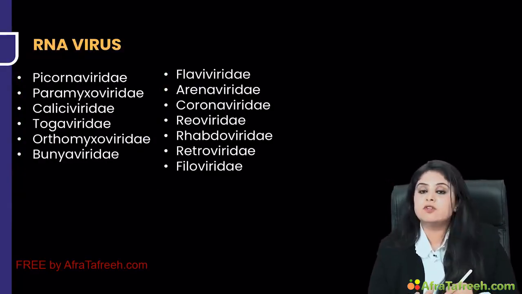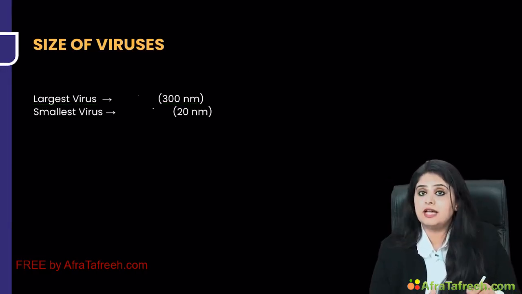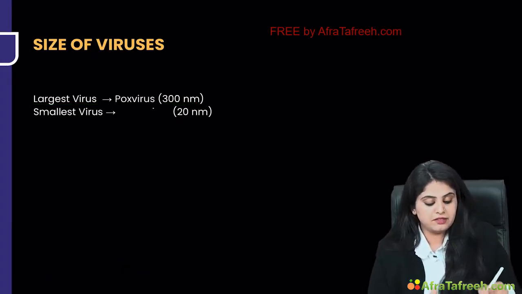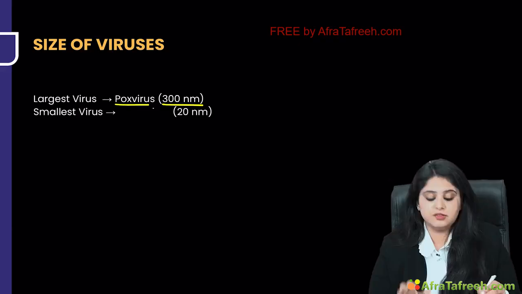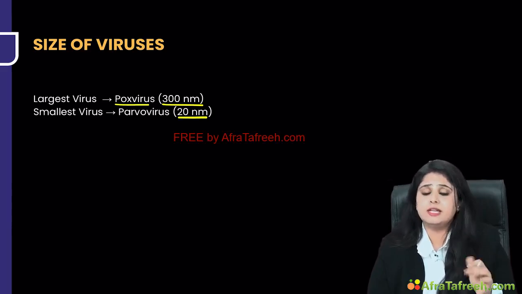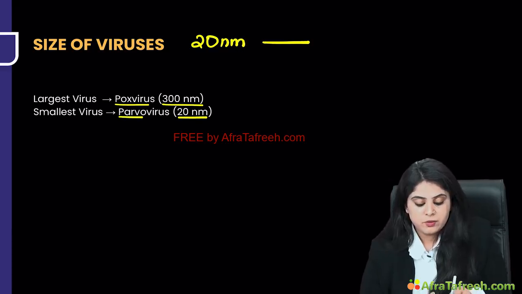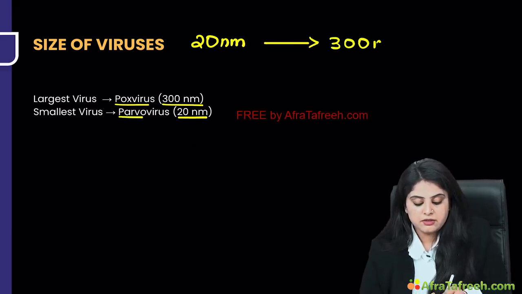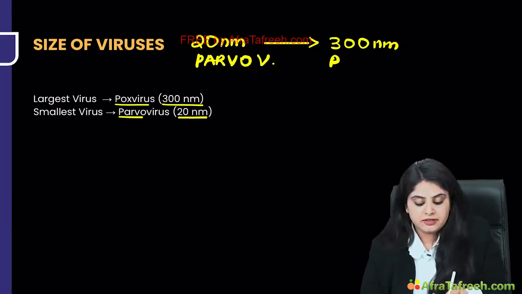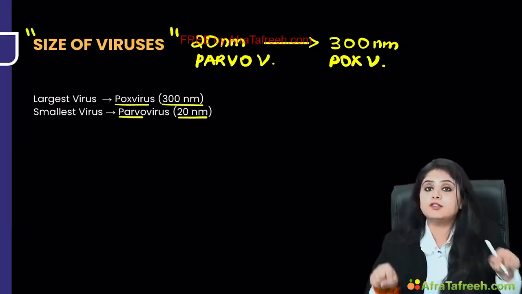Now you go on to which of them is big and which of them is small. Which of them is the largest, measuring 300 nanometers, and that is the pox virus family. So remember, pox is the largest, and which is the smallest, and by smallest I mean just 20 nanometers, that means parvovirus. So can I say the size of viruses ranges from 20 nanometers all the way up till 300 nanometers. Which one will be 20 nanometers? Ma'am, the tiny little parvovirus is going to be 20 nanometers, and 300 nanometers is going to be the pox virus. This is the size of the virus on the whole.